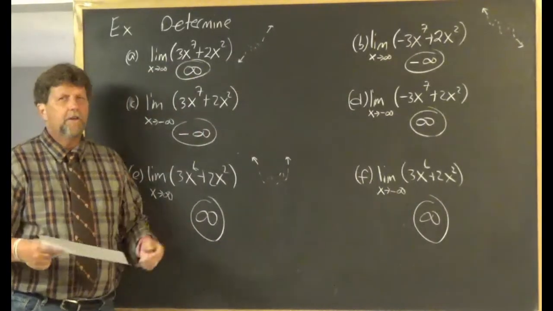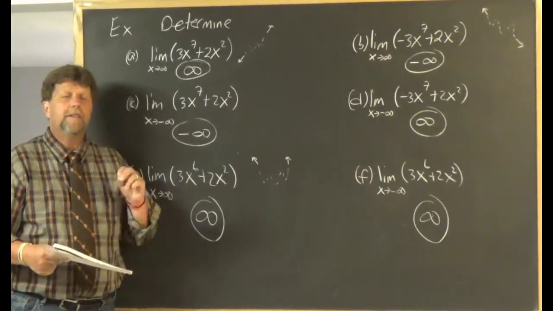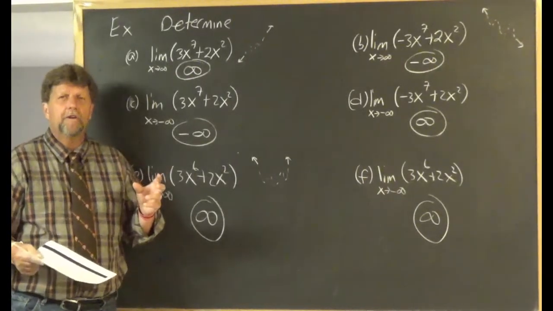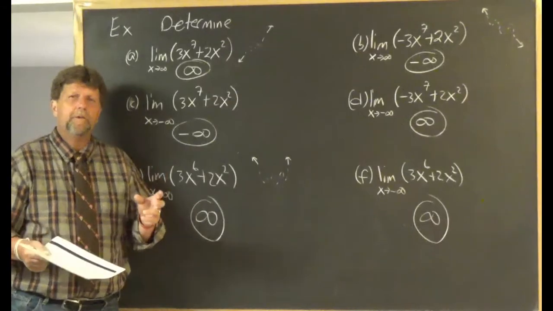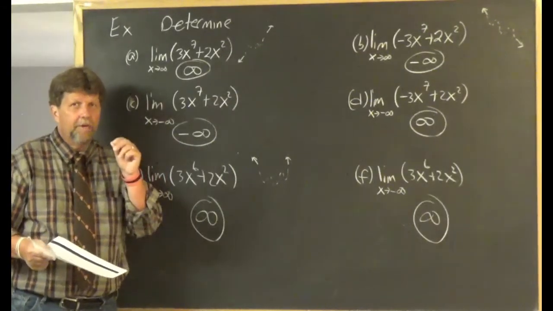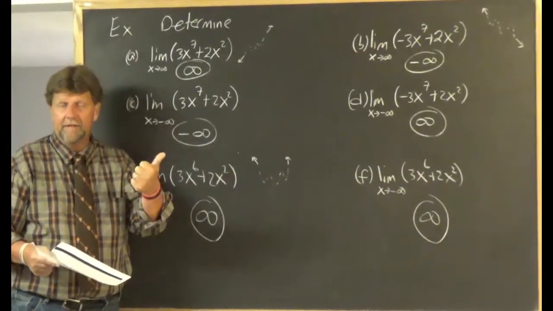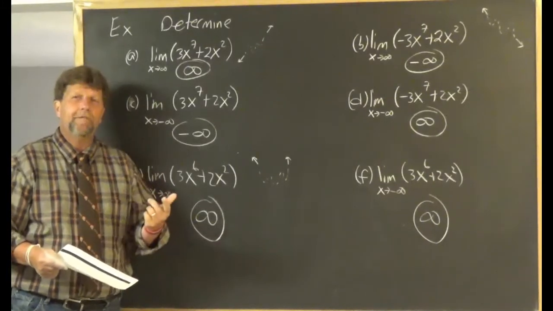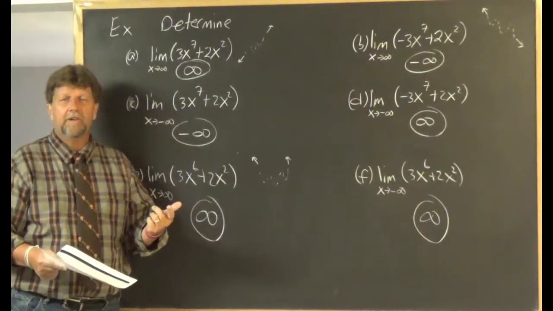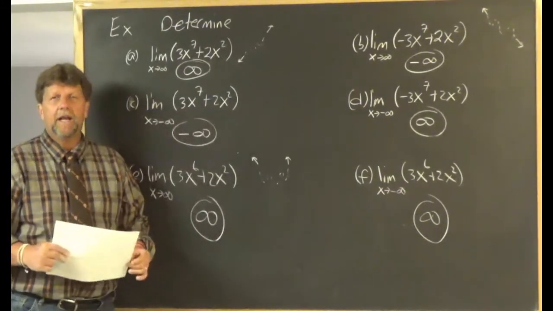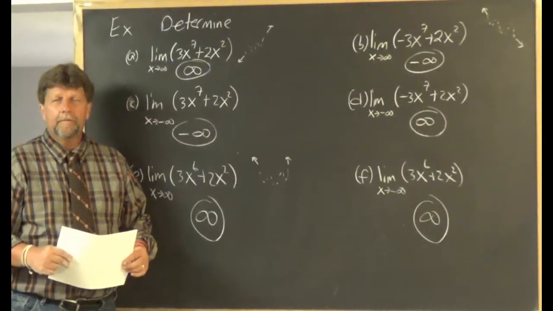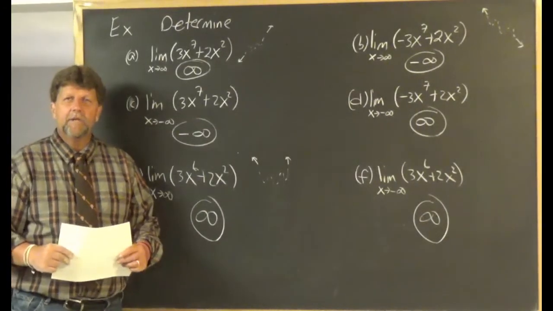So that's all there is to it. Just knowing the end behavior of polynomial functions, which is determined by the degree, whether it's even or odd, and the leading coefficient, whether it's positive or negative, these limits can be knocked out very quickly. So let's head back to the slides and see what's next.